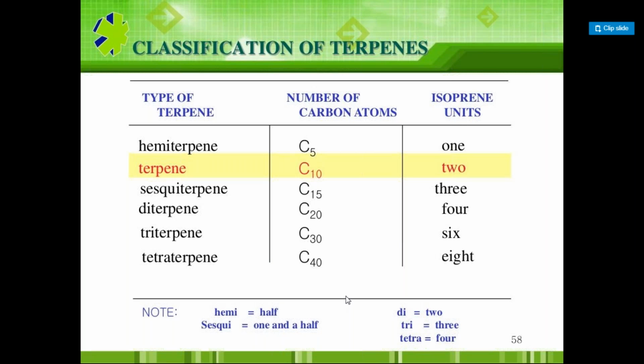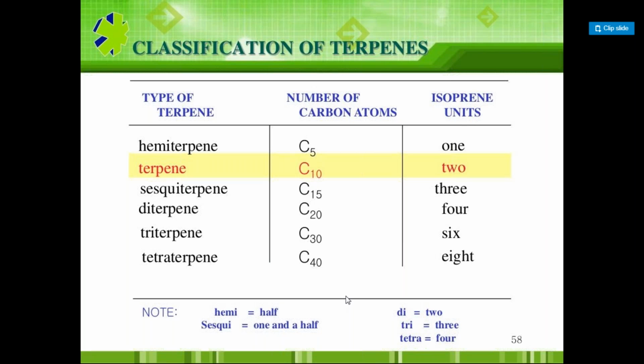If it has a CHO group, it is called an aldehyde volatile oil. Good. If it has a CO group, what is it called? Ketone. Ketone volatile oil. So like this, based on the functional group, volatile oil is also classified.